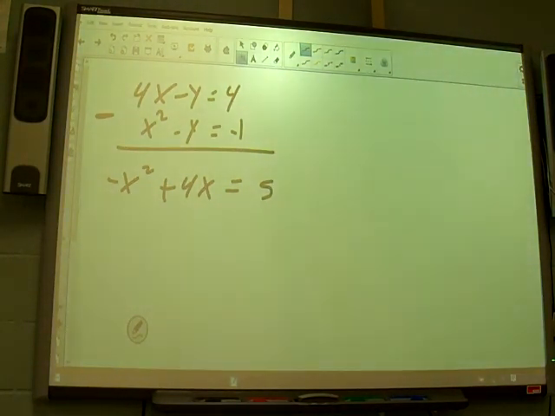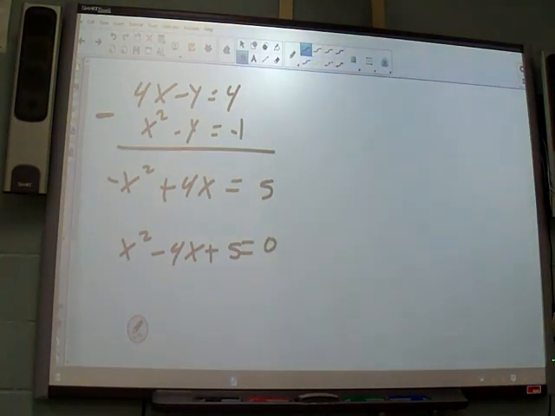And now you can subtract that 5 to move it over. I chose to move the other stuff over to keep my a positive, so I had x squared minus 4x plus 5 is equal to 0. And that was really tricky to me because I really wanted to say that could factor, but it can't. There's nothing that multiplies to make 5 and adds to make negative 4.